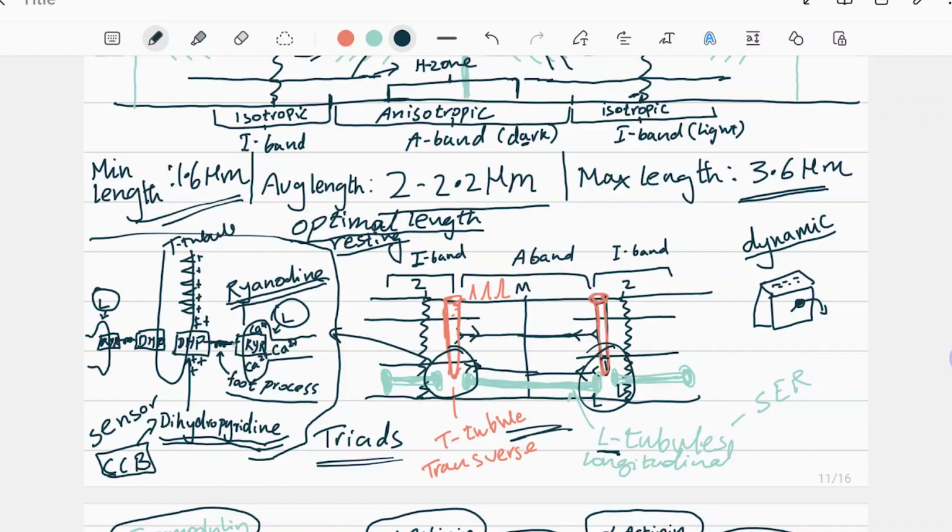Well, what happens is, when you send this action potential down the T tubule, the dihydropyridine is going to pull this foot process out of the way. It's like you pulled your hand back, and now calcium can gush out into the cytoplasm, and that can stick to the troponin C, causing the contraction of the muscle to take place. Calcium is heavily concentrated in these L tubules.